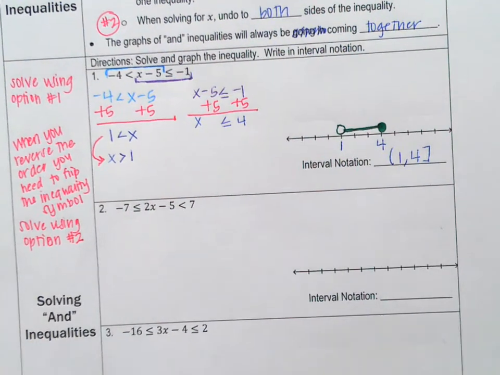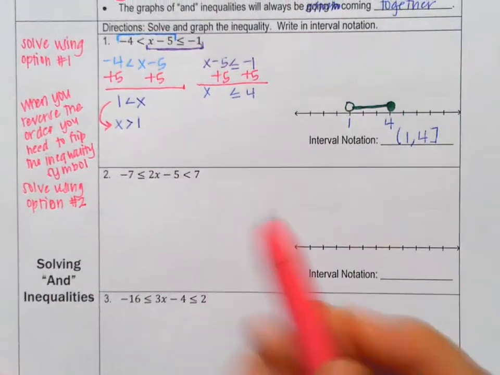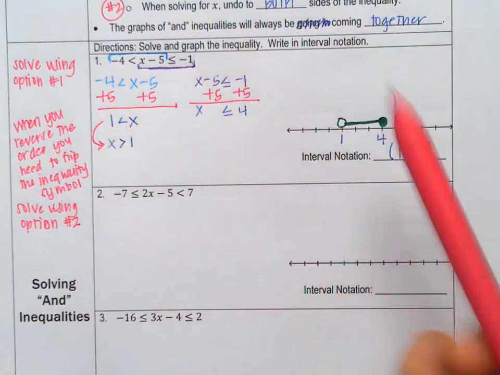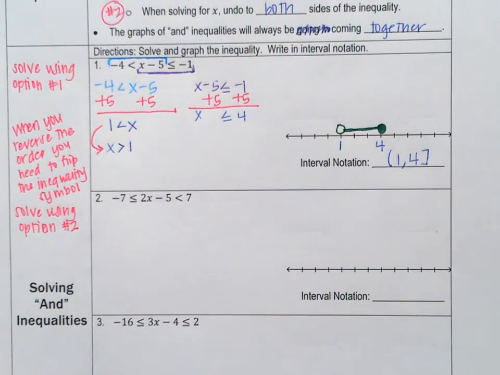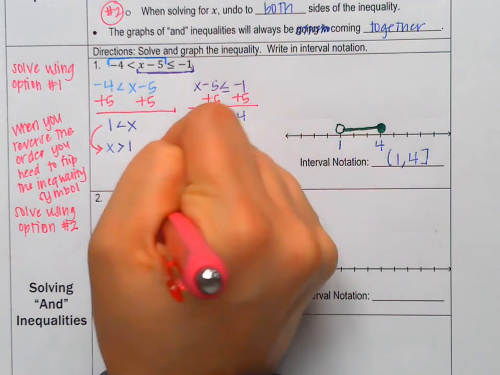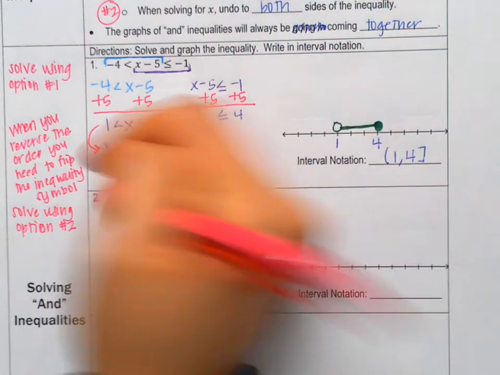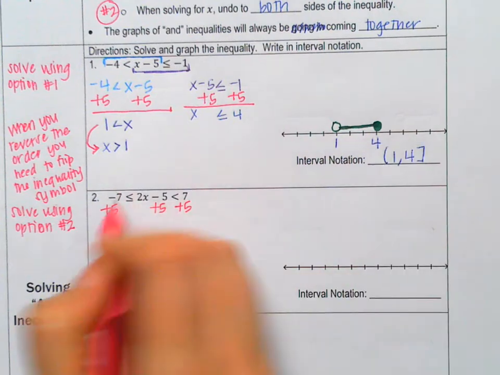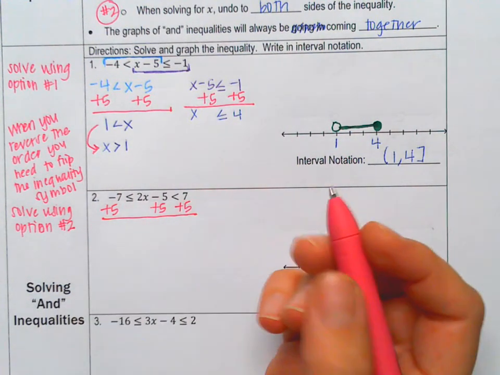Having a hard time spelling. Okay, so option 2 is basically when solving for x, undo to both sides of the inequality. So instead of splitting it, when we're getting x by itself, my first step to get x by itself, I would add 5. So what I'm going to do is add 5 here, and I'm also going to add 5 here. So you're adding it to both sides of the inequality symbol.